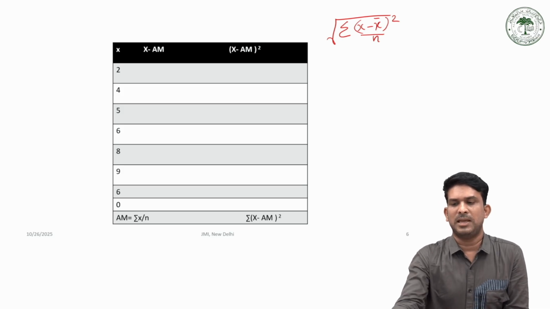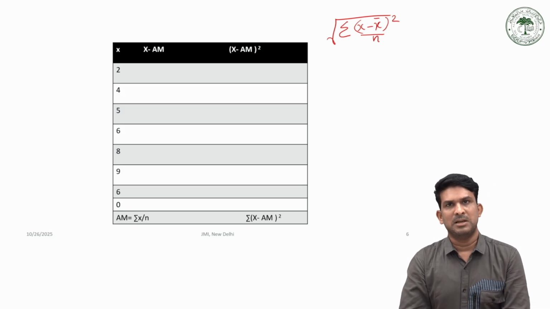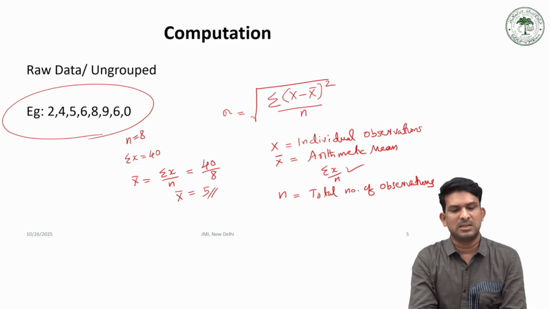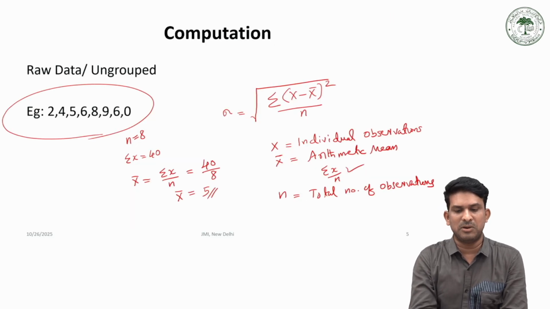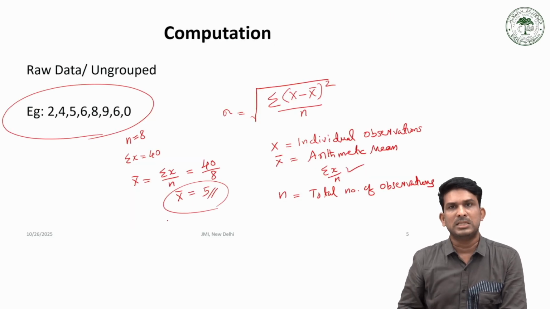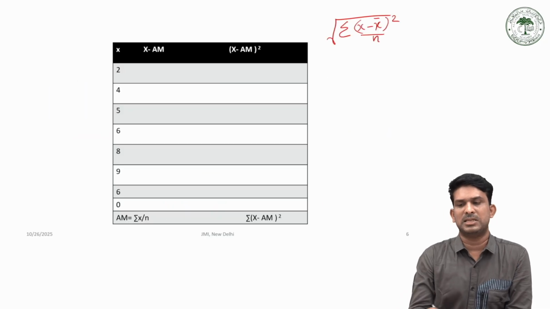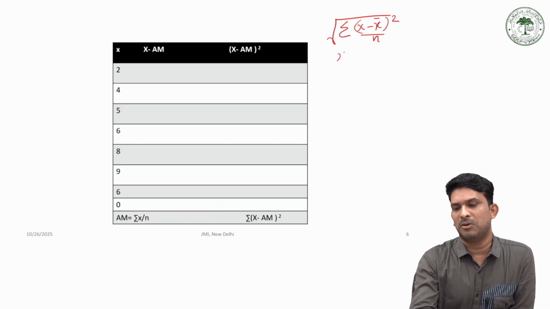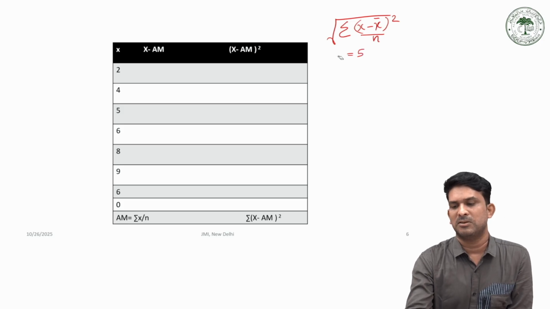First, what is needed? X bar we have to calculate. Did you get x bar from the previous slide and calculations? We got x bar. What is x bar? It is 5. Let me take it here. That is, we got x bar. What is x bar? It is 5. Okay, we got x bar, that is 5.